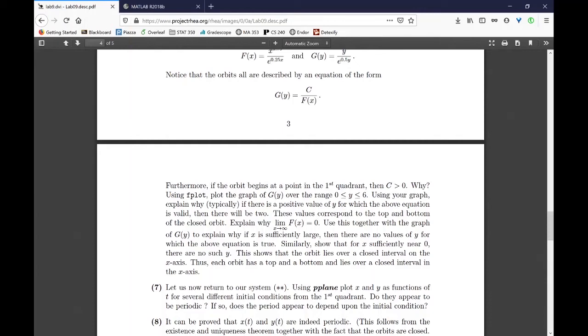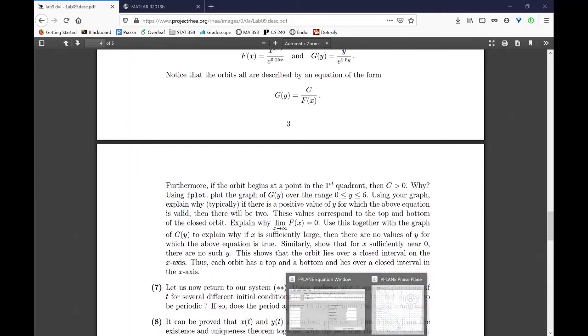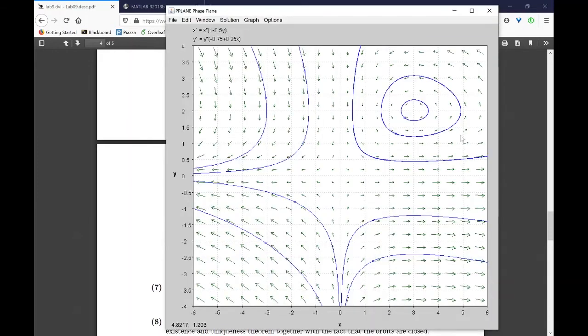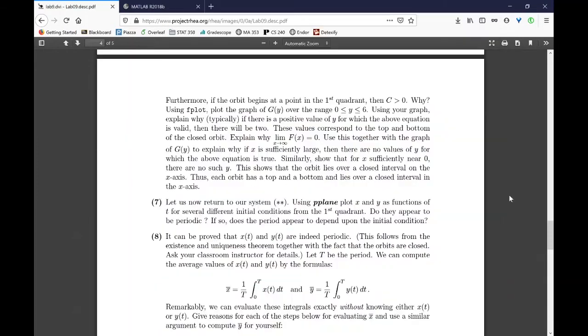So this means that this orbit lies over a closed interval on the x-axis, right? So there's some minimum x and maximum x, and therefore each orbit has a top and bottom and lies over a closed interval. So this proves that all of our equations are closed. And again, going back to p-plane, you can obviously see that this is true.